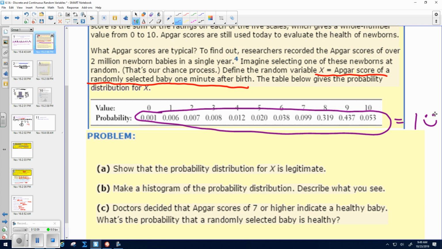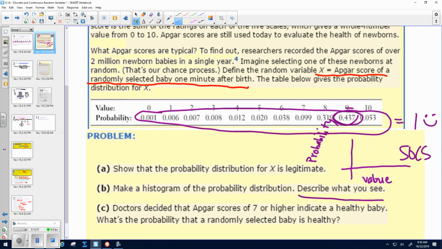Make a histogram of the probability distribution. Describe what you see. So when you make a histogram on this, what do you guys think goes on the x-axis? Value. And you would label 0 through 10. What goes on the y-axis? Probability. Okay. And you only need to go up to, this is the highest probability, a 9, most common right there. Probably only need to go up to like 0.5 on the y-axis. Okay, be sure you have no space between your bars because it's a histogram. And then you would need to do SOCS because it says describe what you see. So be sure you do SOCS.